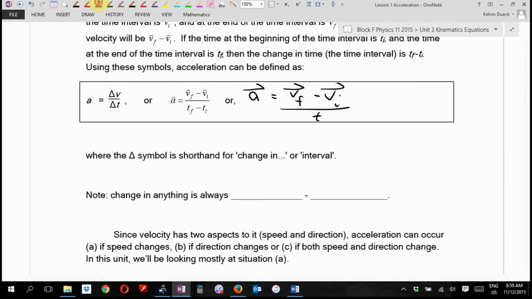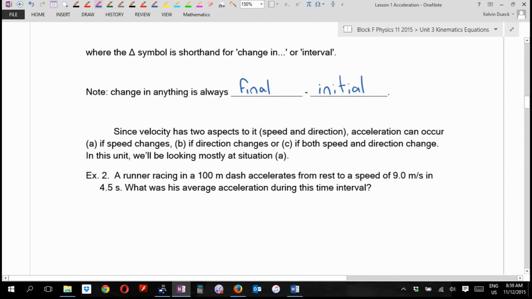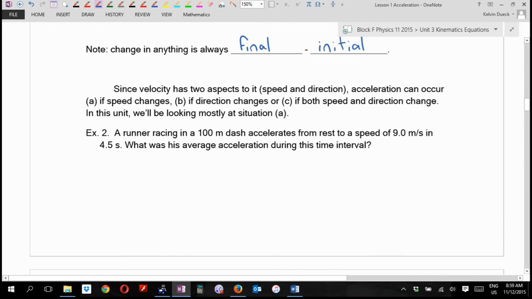Oh, little note, change in anything is always final minus initial. So, since velocity has two aspects to it, it's a vector. It has both speed and direction, magnitude and direction. Acceleration can occur if A, speed changes, B, if direction changes, I didn't underline that one on purpose, or C, if both speed and direction change.